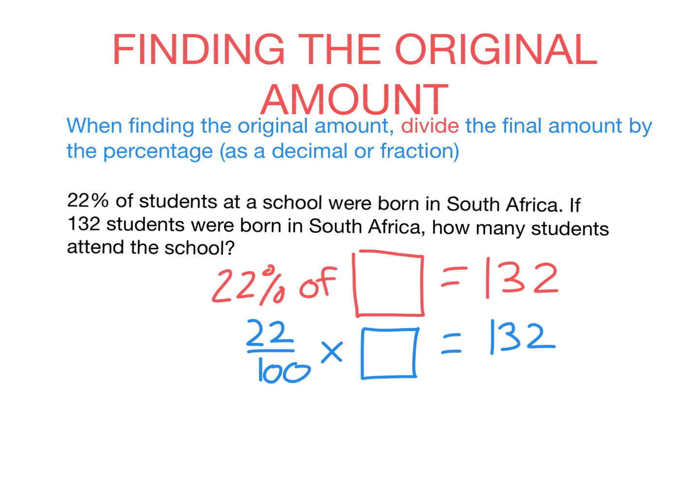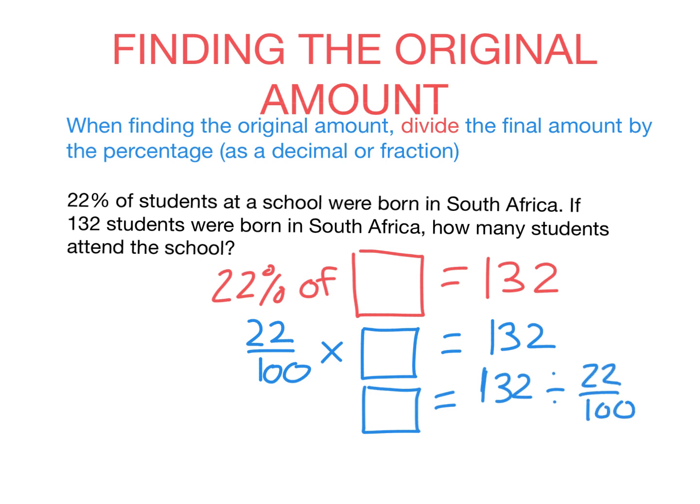So we know how to solve equations. This is an equation because it has an equal sign. If I want to find what goes in this box, I just undo what has been done to the box. It's been times by 22 over 100. So to undo multiplication, we simply divide. So the answer will just be 132 divided by 22 over 100.